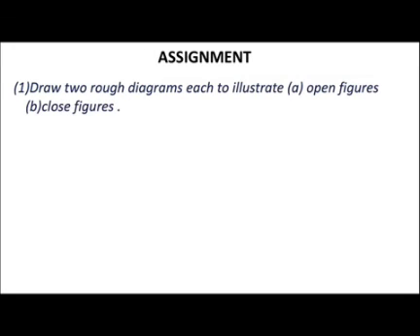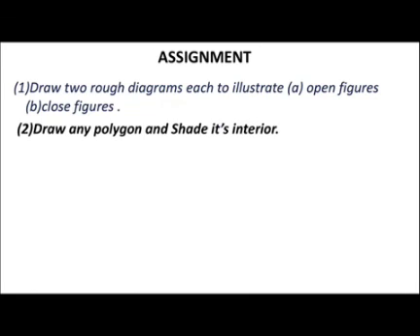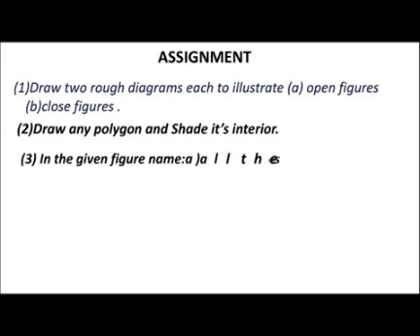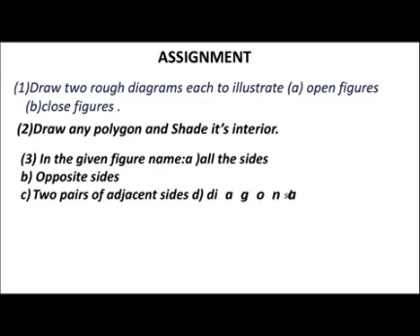Draw two rough diagrams, each to illustrate open figures and closed figures. You know what open figures are and what closed figures are. Please correct it as closed figures. Okay, children, that's your first assignment. The next one, draw any polygon and shade its interior. You can draw any polygon, you know. The least one is triangle, three-sided. So you can draw any polygon, triangle, quadrilateral, hexagon, heptagon, pentagon, anything, and shade its interior. You may use any color.